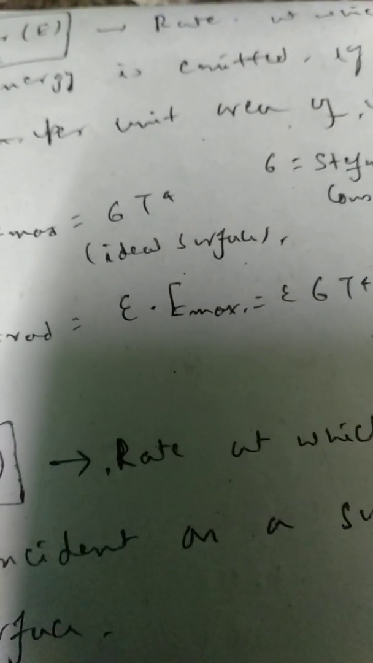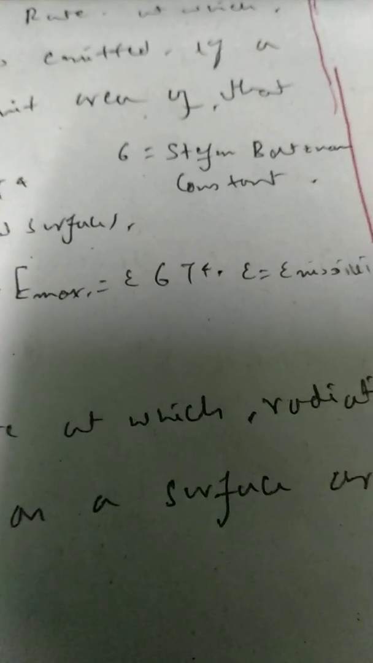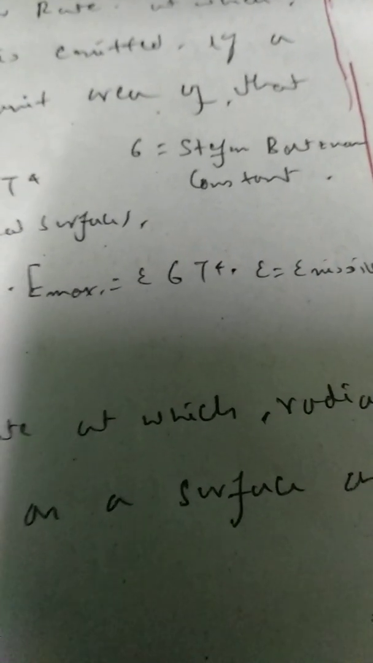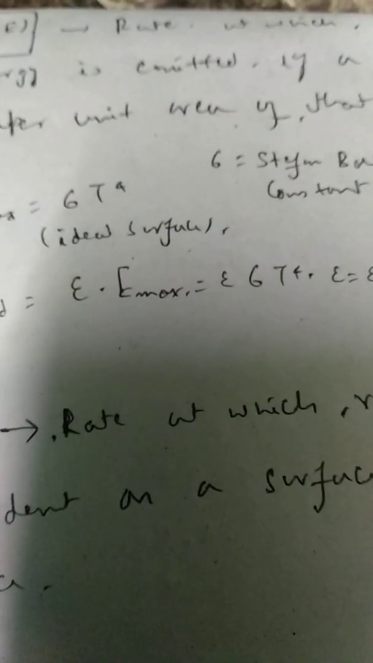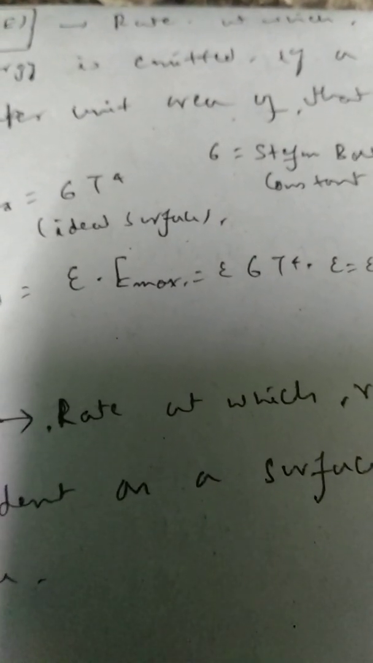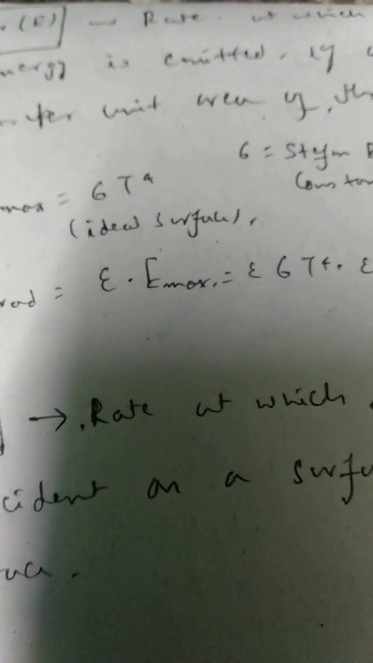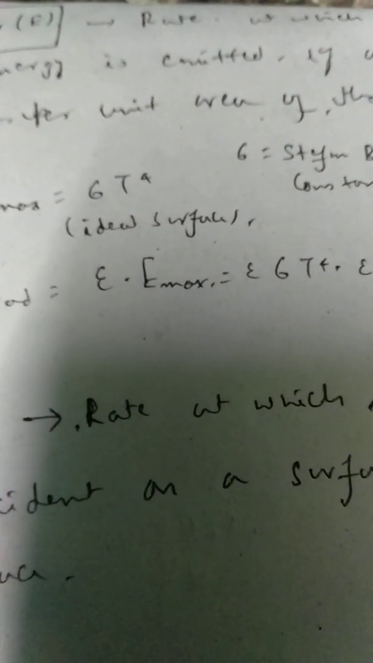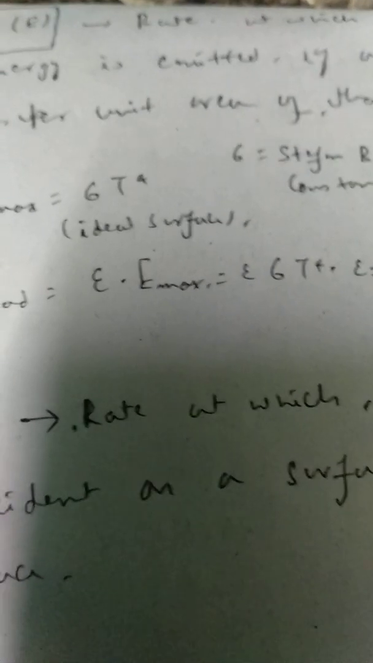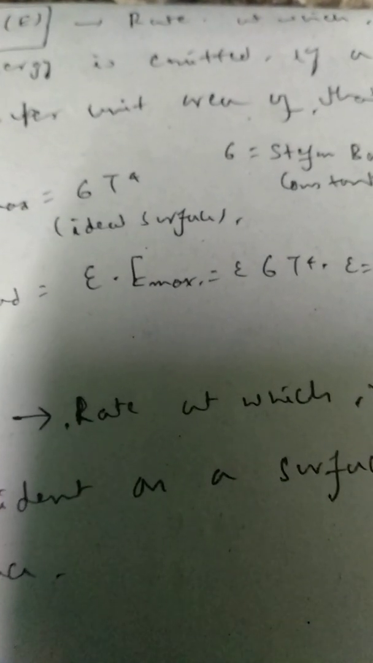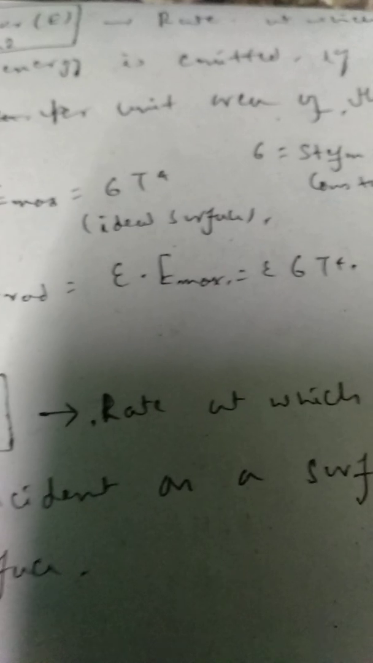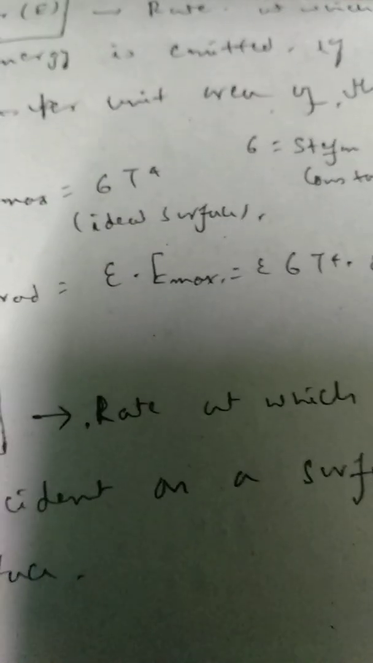Okay, it is less than 1. So this small e, that fraction, is known as the emissivity of the surface. So this emissivity we will discuss later. Okay, so if we know the emissivity of that surface, then we can easily find the maximum emissive power that is possible from that surface.